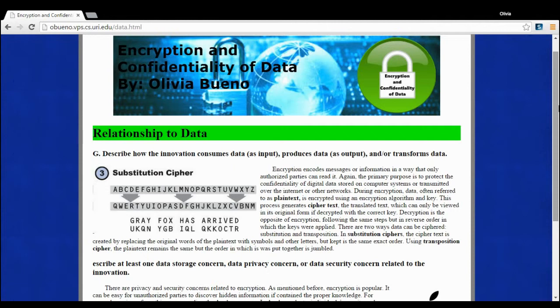There are two ways data can be ciphered: substitution and transposition. In substitution ciphers, the ciphertext is created by replacing the original words of the plaintext with symbols and other letters, but kept in the same exact order. An example of the substitution cipher is shown in this image to the left. Using transposition cipher, the plaintext remains the same, but the order in which it was put together is mixed up.